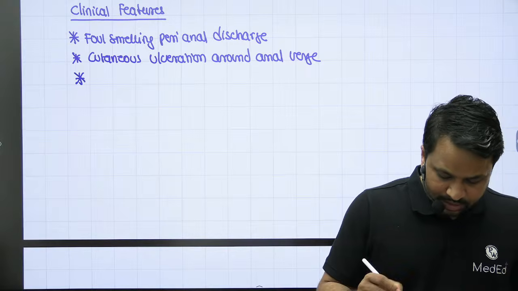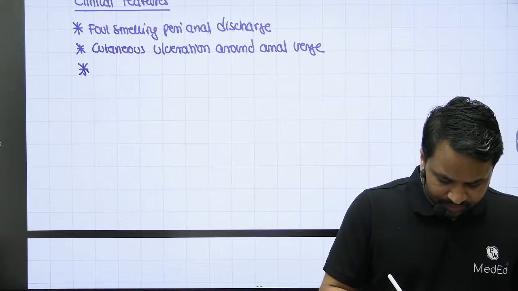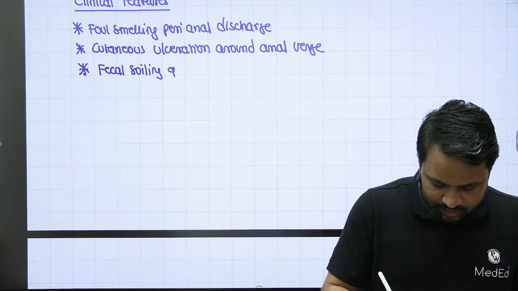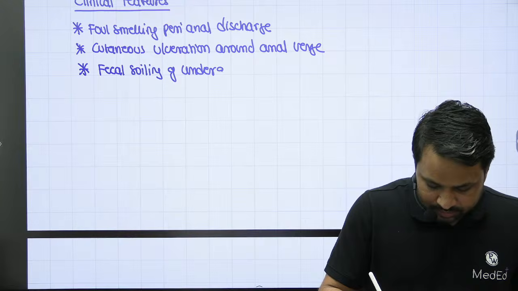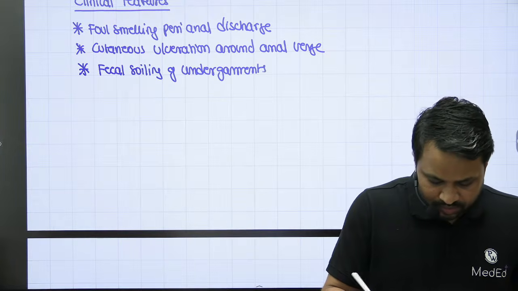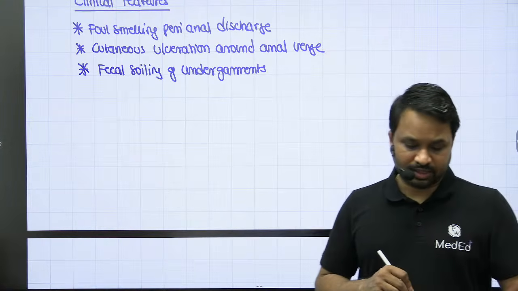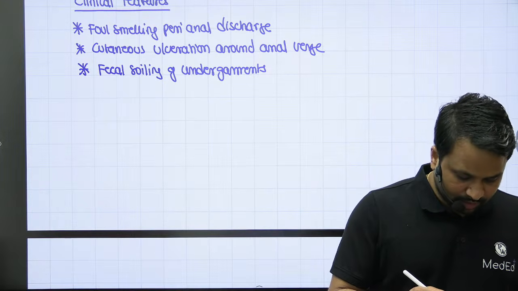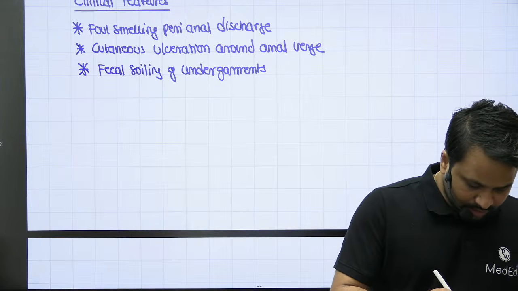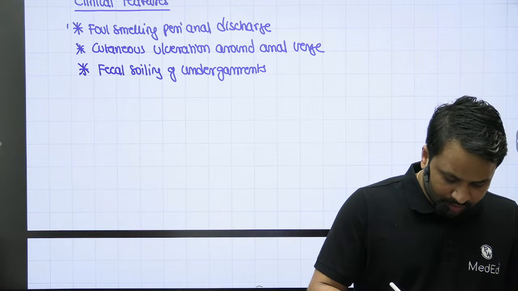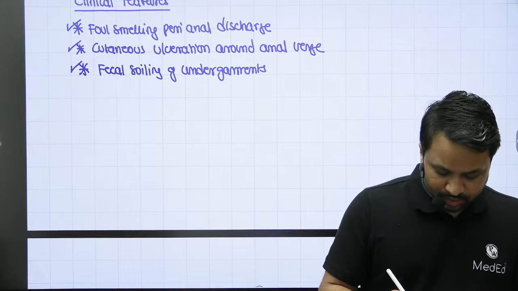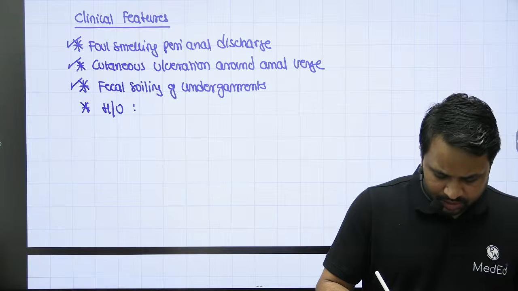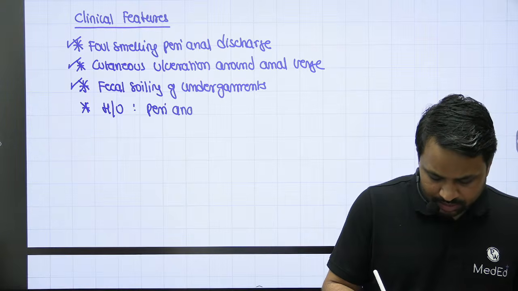Along with the cutaneous ulceration, there'll be fecal soiling of undergarments. So there'll be a foul smelling perianal discharge, a cutaneous ulceration around the anal verge, and fecal soiling of the undergarments is noticed. Along with that, the patient will give you a probable history of perianal abscess.